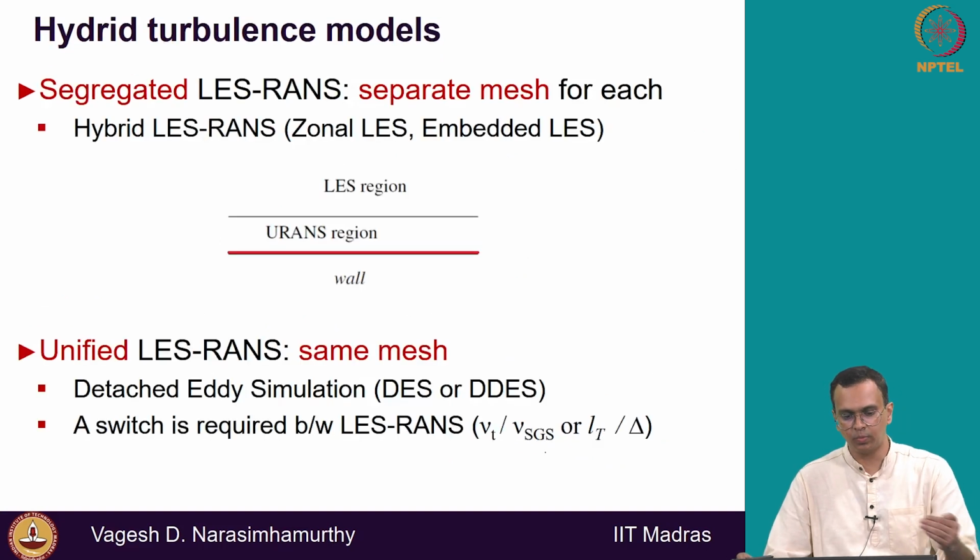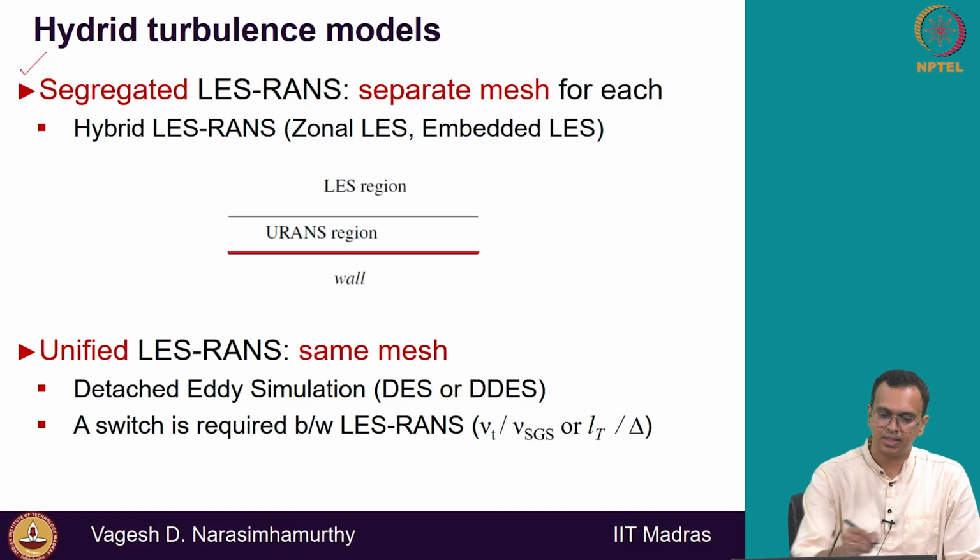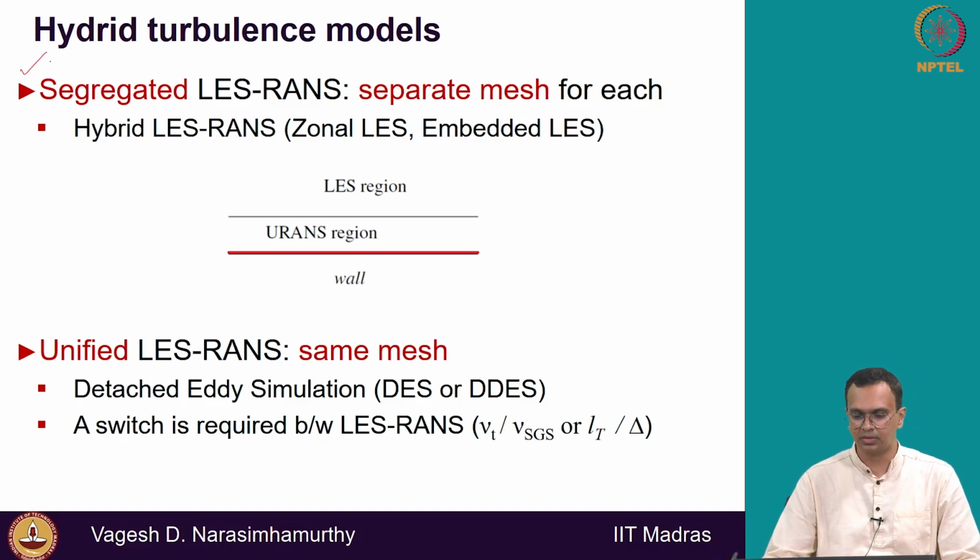Okay, so these are the two main approaches, one is this segregated LES RANS, okay. That means you are using separate mesh for each. So there is a RANS mesh and there is an LES mesh, completely segregated, right. And an example of this method is this hybrid LES RANS. So whenever we talk about hybrid LES RANS, it means that we have separate mesh for LES and RANS, and it has subnames like zonal LES. That means one zone is LES, one zone is RANS, or embedded LES, right. LES zone is embedded inside a bigger RANS zone.